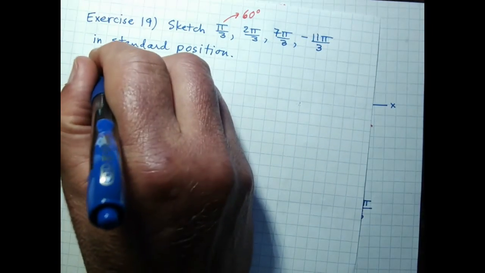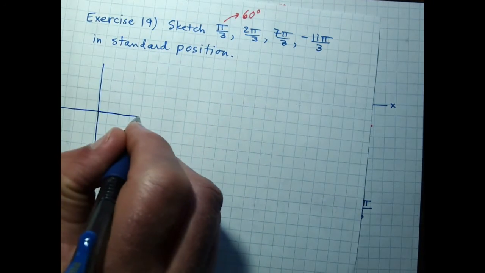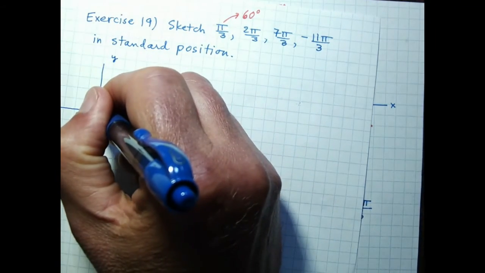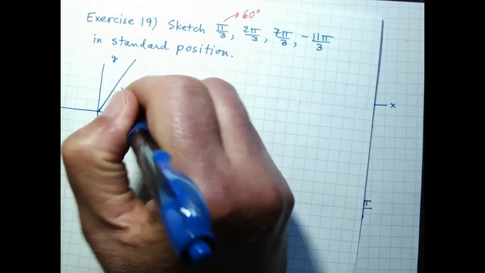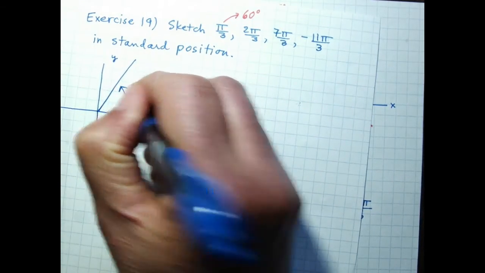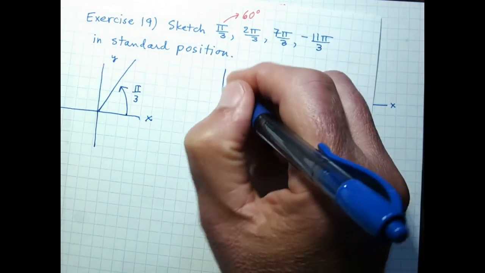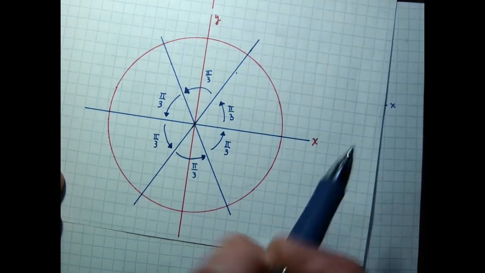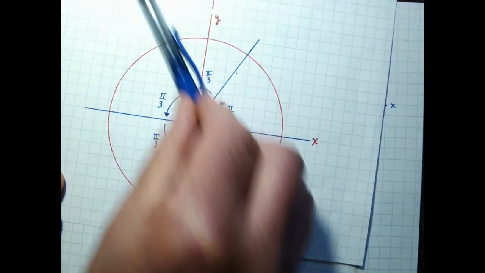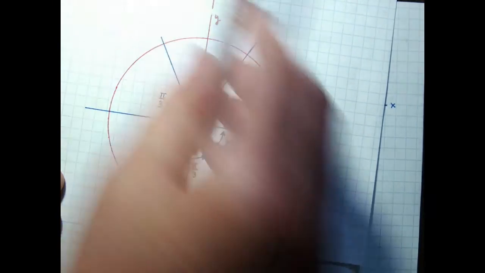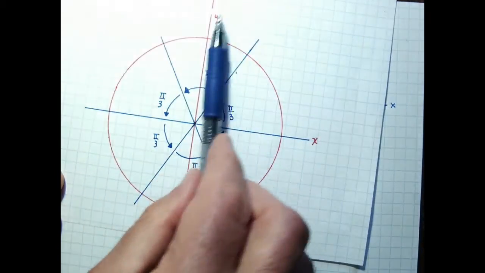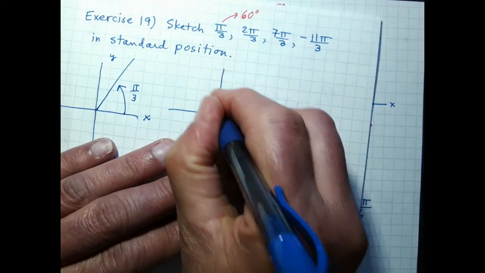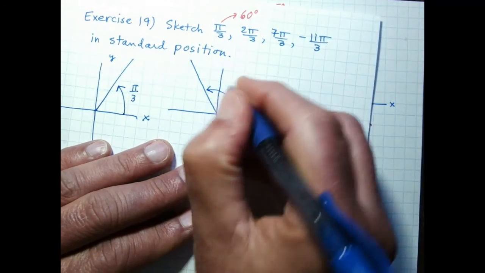So pi over 3 is 60 degrees. So its terminal side is in the first quadrant. And that's just an approximation to pi over 3. Now 2 pi over 3. I'm going to go back to my little picture here. 2 pi over 3 is already in the second quadrant, right? So the second copy of 60. It's sort of like 30 degrees beyond 90, right? So there's 2 pi over 3.